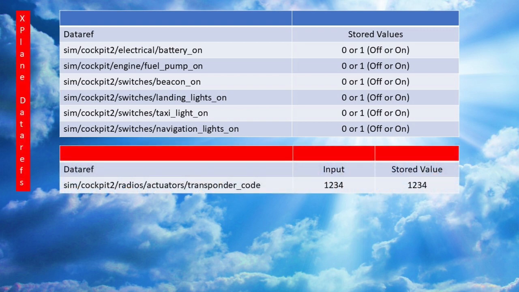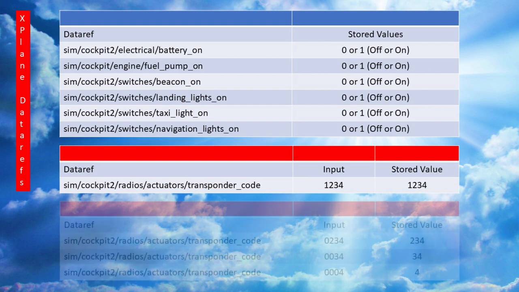And logic would dictate that the value stored for a transponder would be 4 digits long, which seems perfectly sensible, as this is what's shown in the virtual cockpit of most aircraft. But unfortunately, this is not always the case, especially when the squawk code starts with a 0, or 2 zeros, or even 3 zeros. Here you can see an input of 1, 2, 3, 4, and the value stored by X-Plane is actually that. 1, 2, 3, 4.